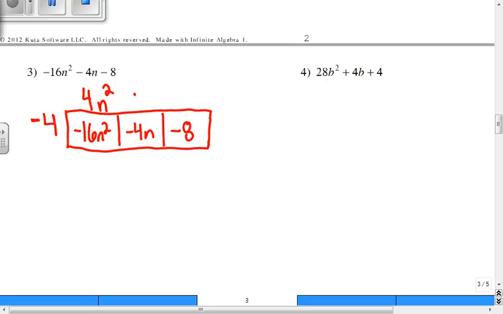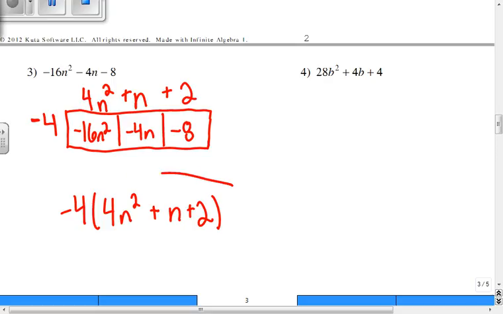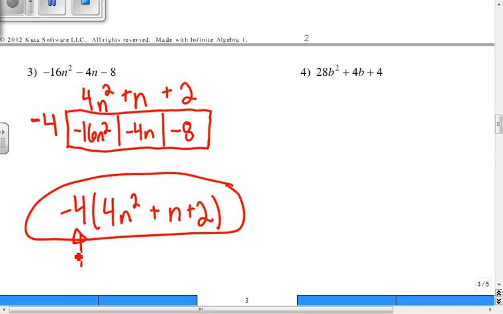So I just have the n here. So positive n. Negative 4 times what is negative 8? Positive 2. Very good. So this is a plus. I can write the plus. And then I can rewrite it down here as negative 4 times 4n squared plus n plus 2. Again, this number out here is my GCF. In this case, it's negative 4.